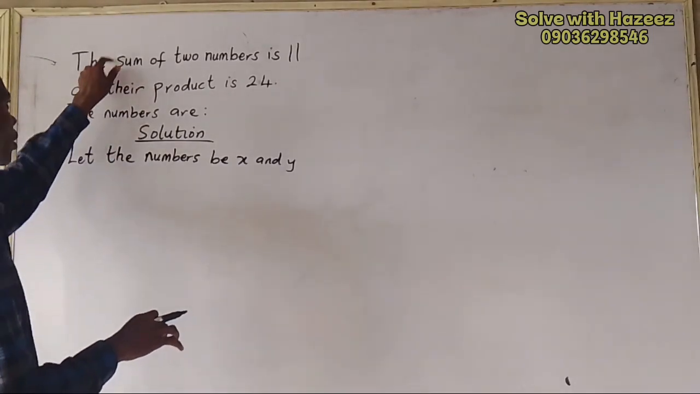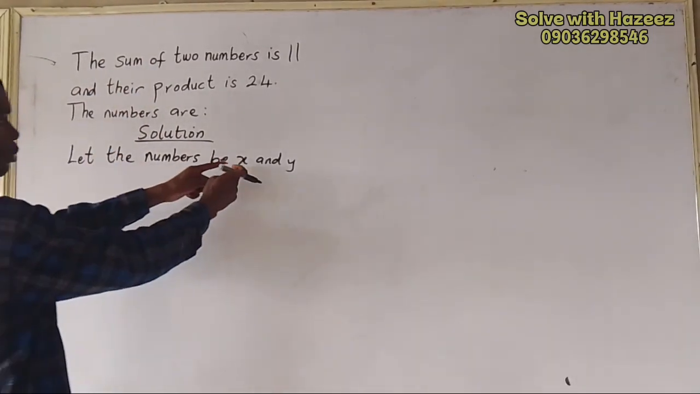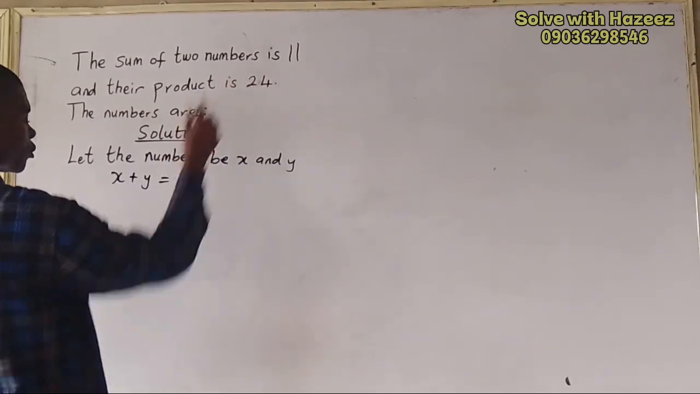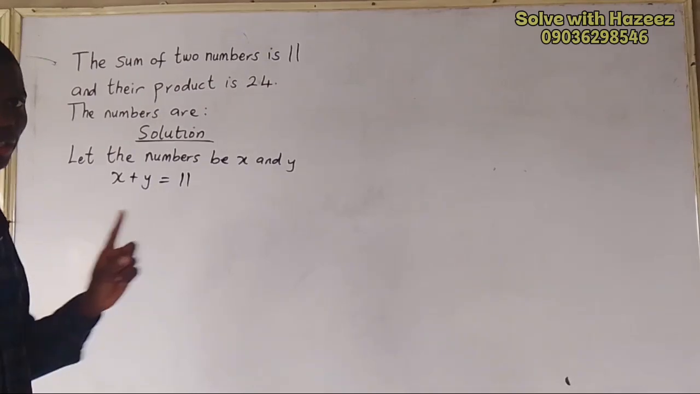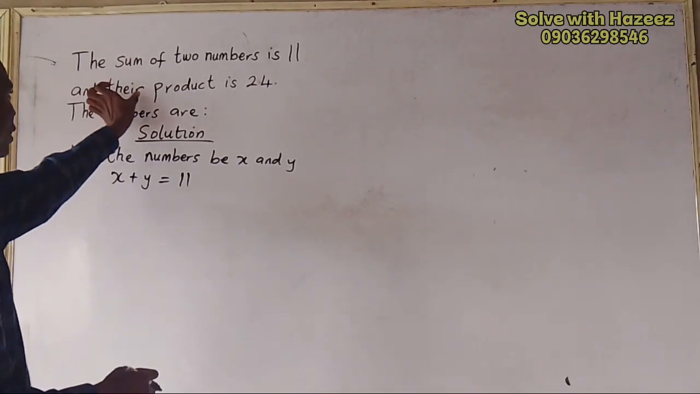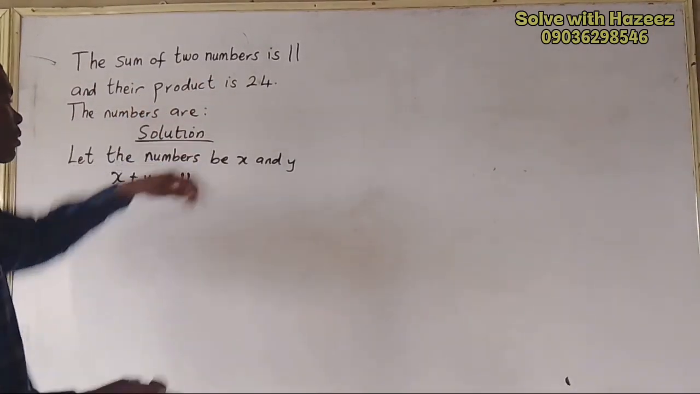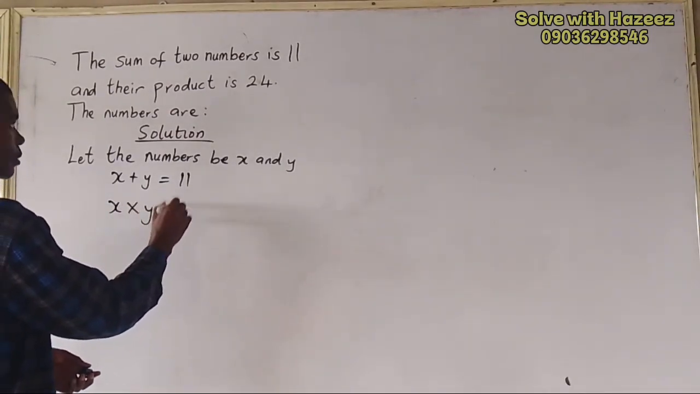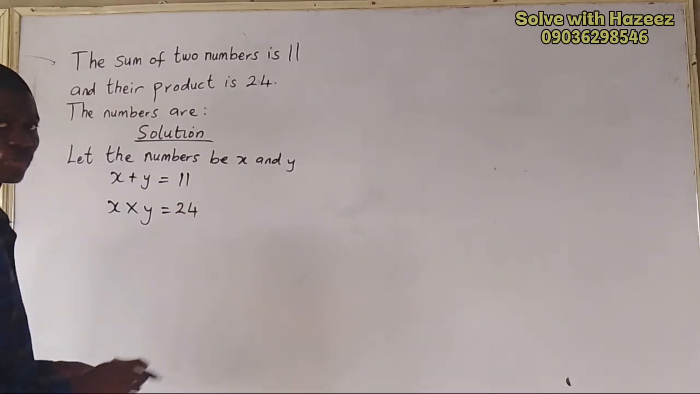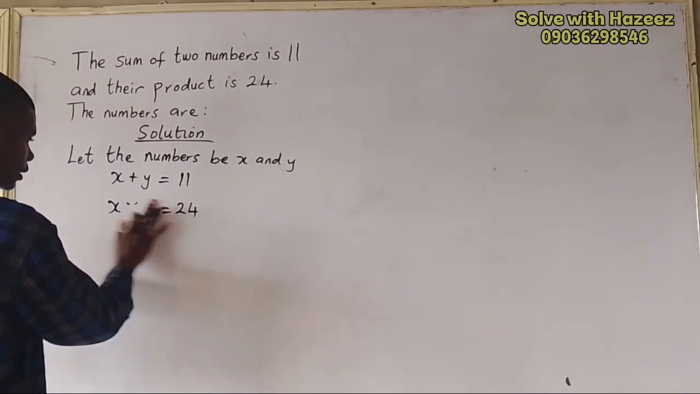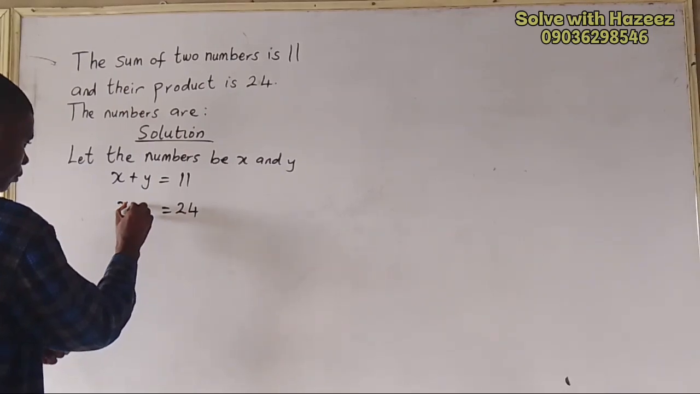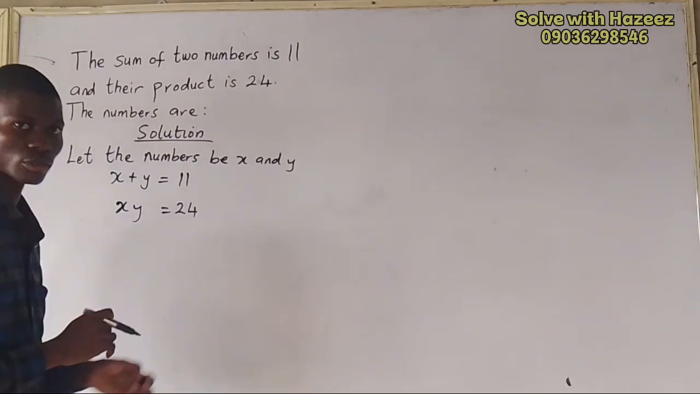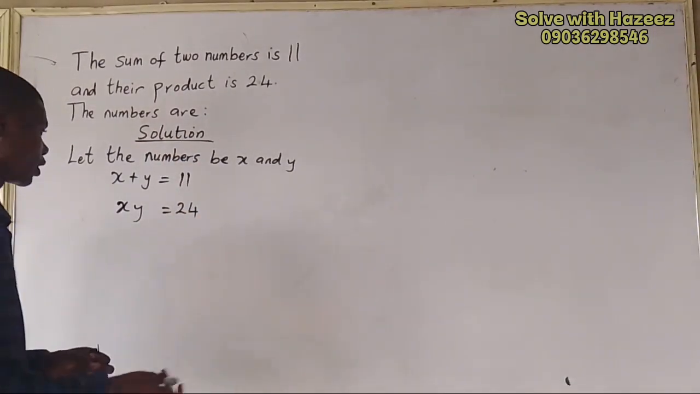So the sum, the meaning of sum is plus. So the sum of these two numbers, that is x plus y, is equals to 11. That is the first statement. And their product, the meaning of product is multiply. That is x multiplied by y is equals to 24, which is the same thing as xy is equals to 24. Now we have two linear equations, which is now simultaneous linear equation.